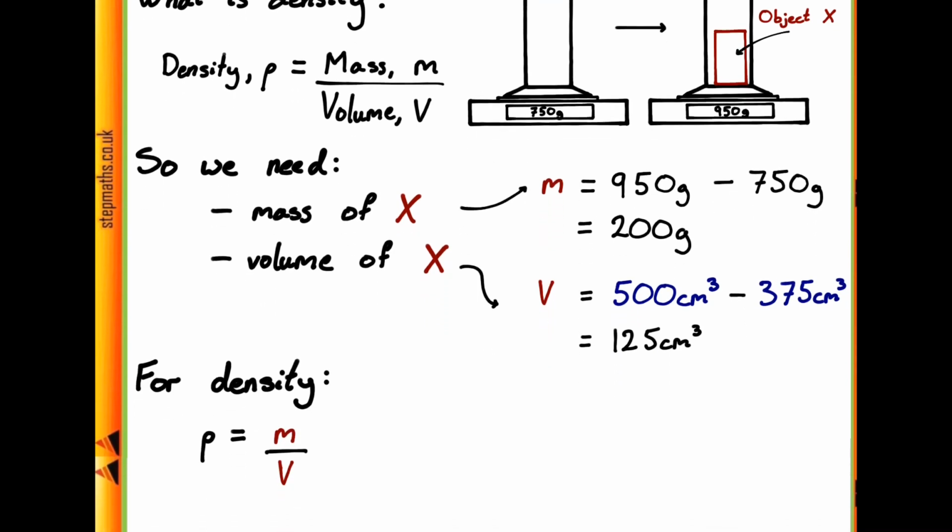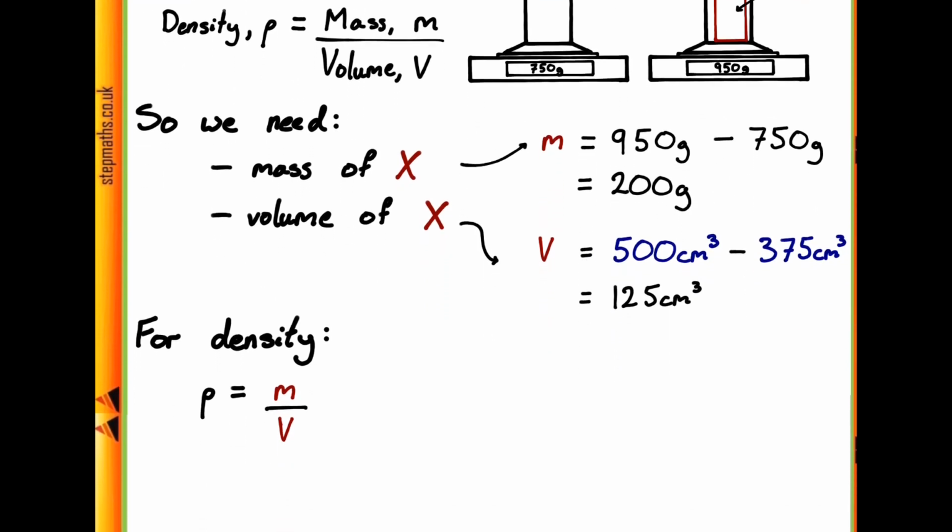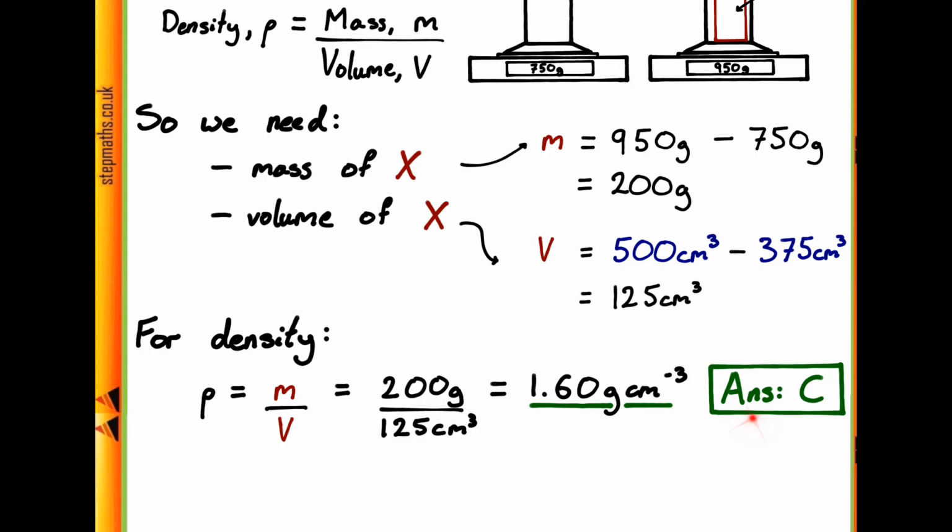At this point, all we want to do is go ahead and try and find the density using these two values. So we can do this: mass, 200 grams, divided by the volume of 125 centimetres cubed, and with a little bit of work dividing through by fives, we can see this comes out to 1.6 grams per centimetre cubed. This answer is going to correspond to answer C given in the question.